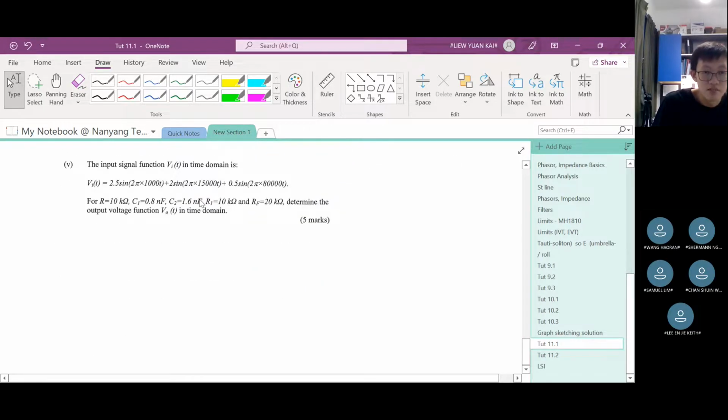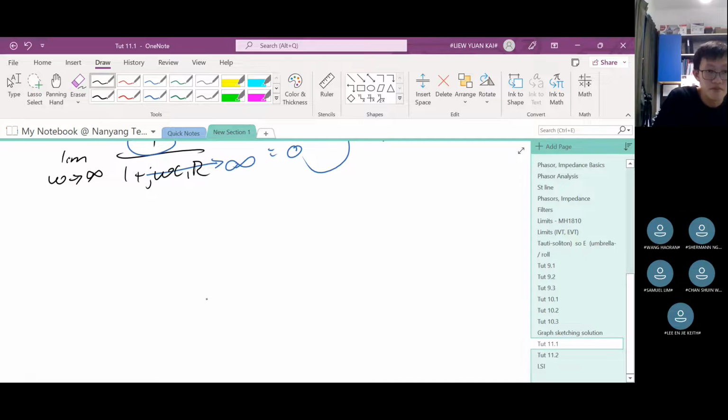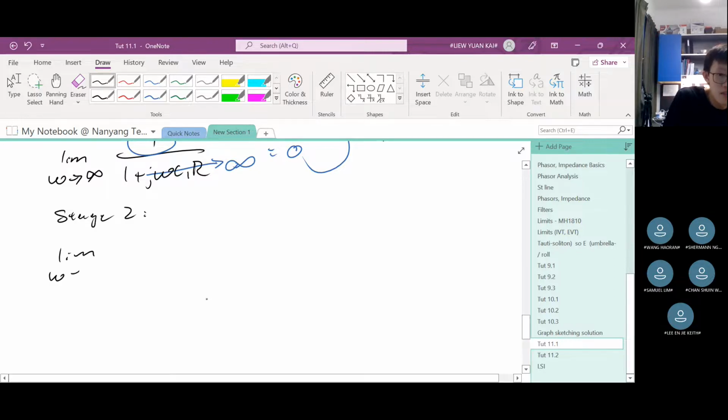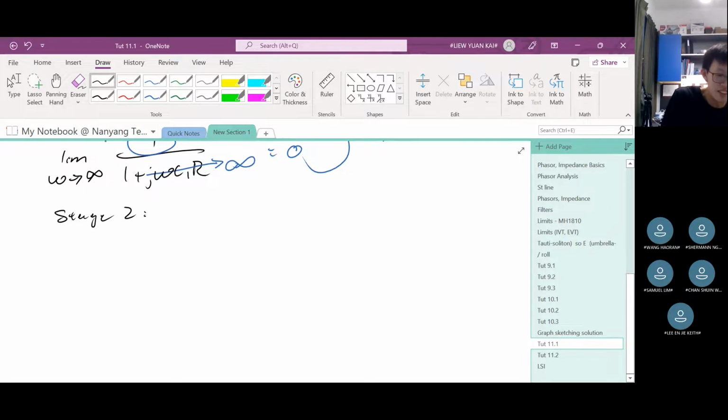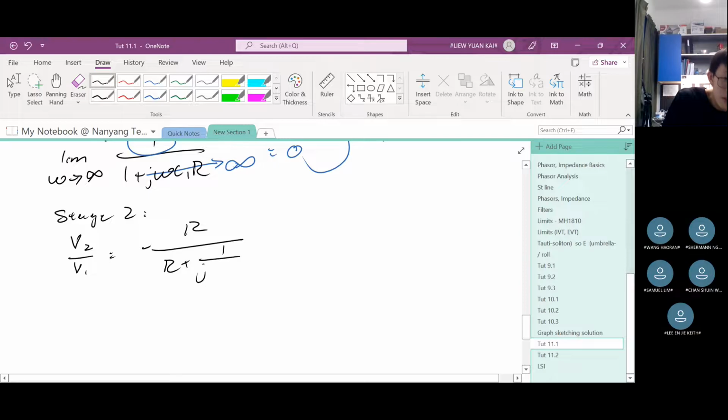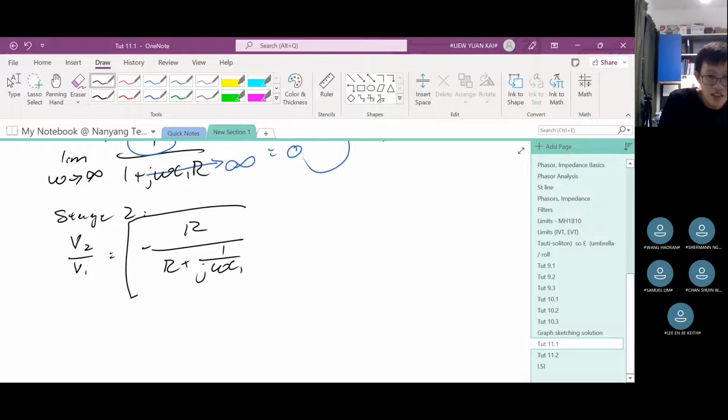Now let us move on to the role of stage 2. Oh, sorry. You know what? Let me just recap again. It's important for you to solidify by looking at the gain first. When you look at the gain, which is V2 over V1, the gain is negative R plus 1 over j omega C1. I just copied this gain from the one we derived. See, this is the gain of stage 2. We see that omega is present. That means we know it's a filter.